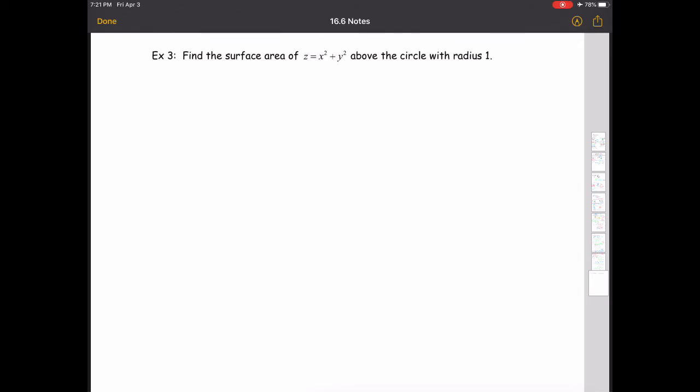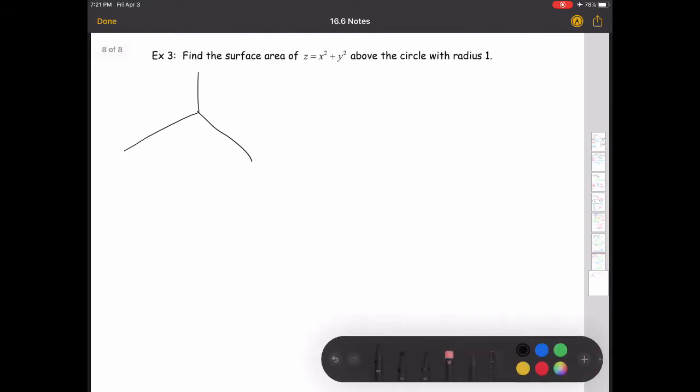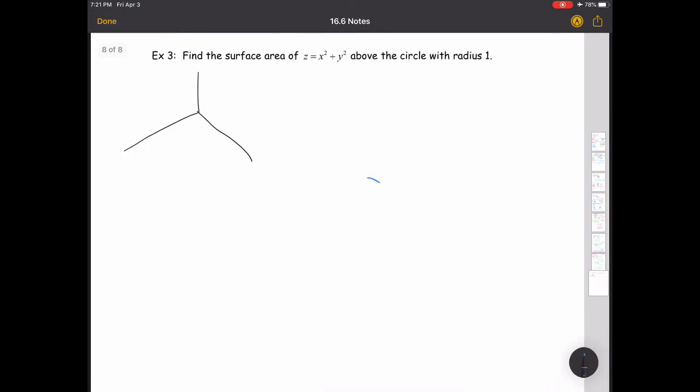Alright, example 3 and last example for this section. We want to find the surface area of z equals x squared plus y squared that lies above the circle with radius 1. So z equals x squared plus y squared, if we sketch that, hopefully you guys remember, is something that looks like this.